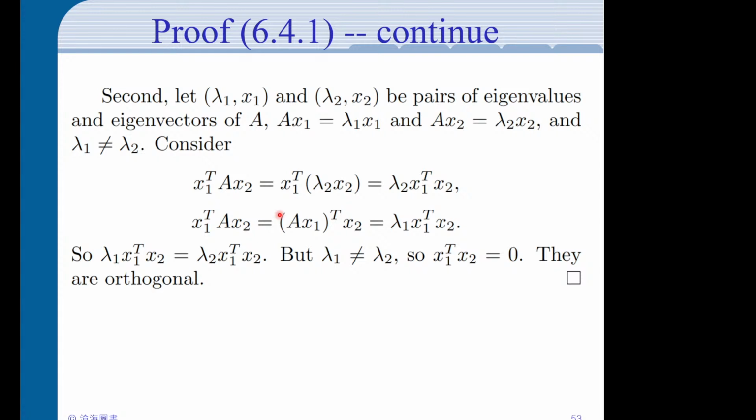Anyway, let's finish this first. We consider this again: x1 sandwiching A with x2, and now we apply A on x1, transposed. Once again, you can think of this part as A transpose on x1, transposed, and A transpose equals A, so this is A on x1, transposed. And A on x1 gives you lambda 1, so this is lambda 1 x1 transpose x2.